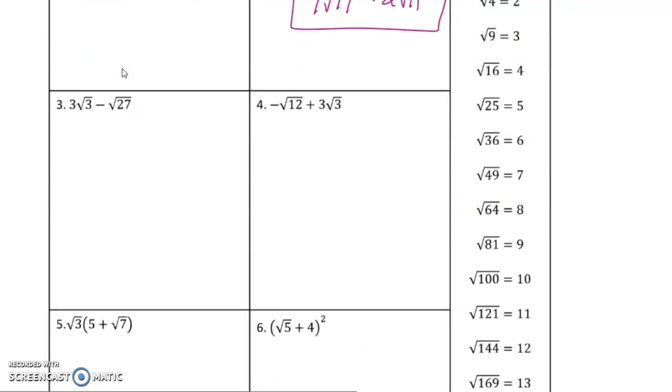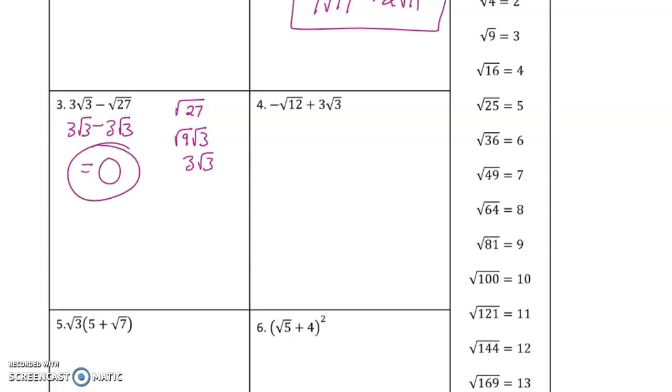Okay, so looking at number 3, they're not the same square roots, but this one's a little tricky because you can actually simplify the square root of 27. So let's go out to the side here and simplify 27. 27 is the same as 9 times 3, which is the square root of 9 times the square root of 3. The square root of 9 is just 3. So the square root of 27 is actually 3 square root 3. All right, so 3 square root 3 minus 3 square root 3 is 0, and that's our answer.